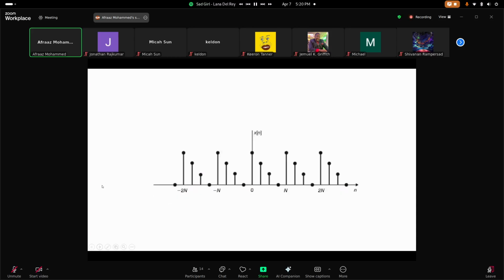Also, periodic signals could be discrete time signals, and we see that looking at this particular signal. You have 1, 2, 3, 4, and then 1, 2, 3, 4, and again 1, 2, 3, 4. So it keeps repeating itself after a specific time.